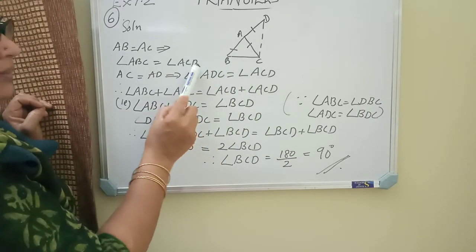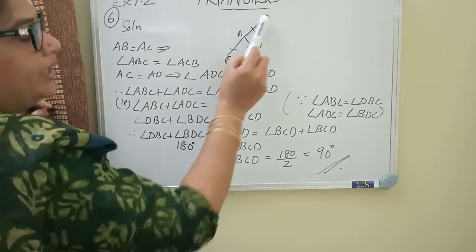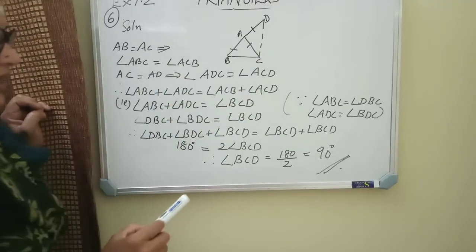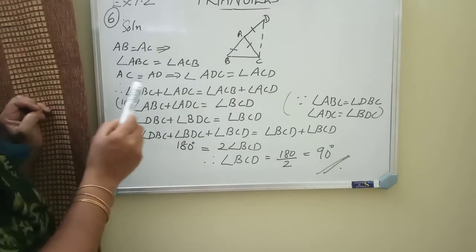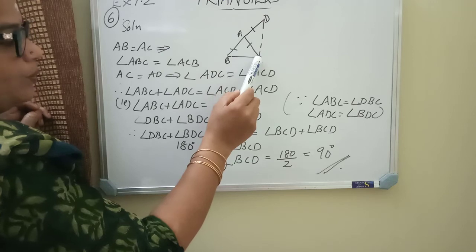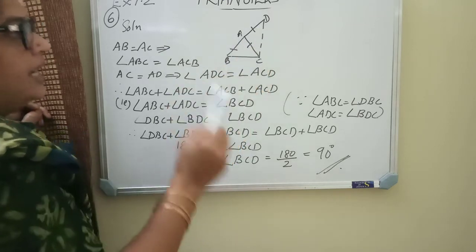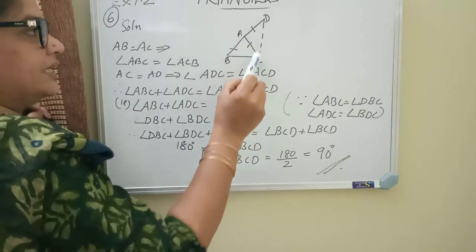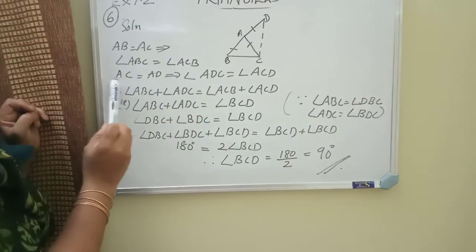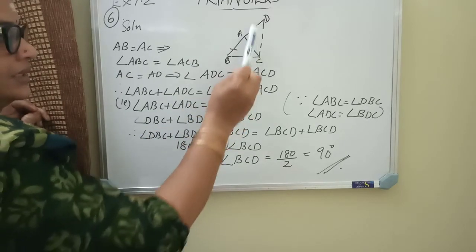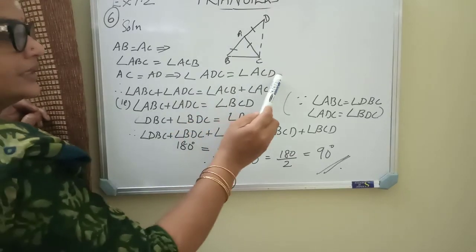Okay. In the same manner, AC equal to AD. These two sides are equal in this triangle. This is also an isosceles triangle. So the opposite angles must be what? Angle ADC. AC side's opposite angle is ADC. In the same manner, AD side's opposite angle is angle ACD. So given that AC is equal to AD implies angle ADC is equal to angle ACD.